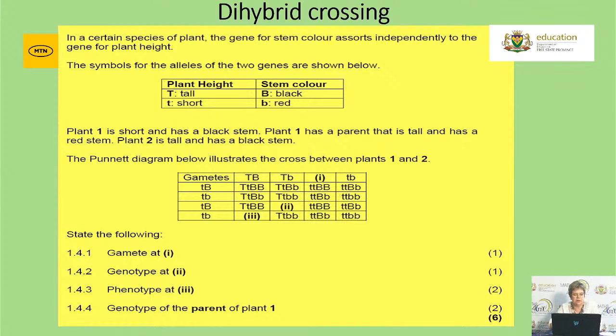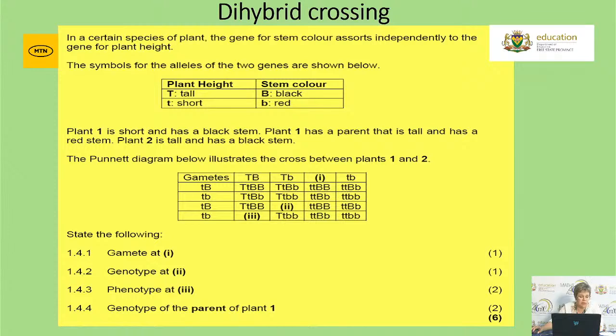So listen very carefully to what I'm asking. If I ask what are the two genes that we are crossing here, it will be stem color and plant height. If I ask you, what is the dominant phenotype for plant height? The dominant phenotype for plant height is tall. What is the dominant allele for plant height? It's only the letter T.